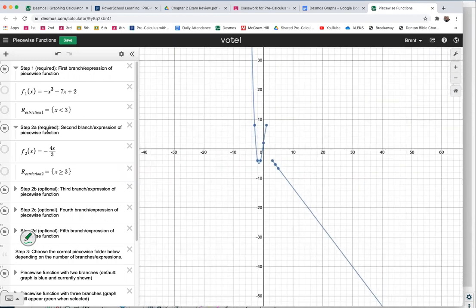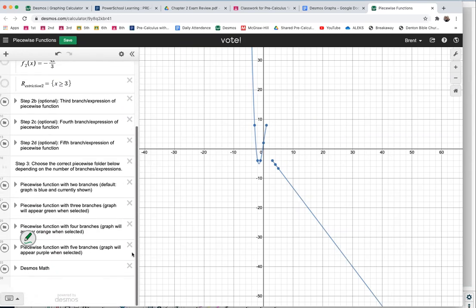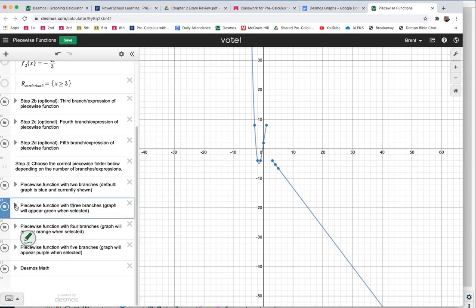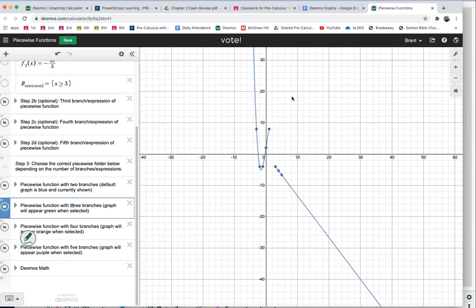By the way, if there was a third piece, what you would have to do is you just go to step 2b right here, this optional, and you type in a third equation. But if you follow all the way down, you have to go to step 3. You'd have to choose how many branches. The 2 is the default, piecewise with 2 branches. If there was 3, you'd have to unclick this one and turn on this one right there for 3 branches. That's how that works. But we got our picture. So that's our picture. I'm going to come back to our problem.